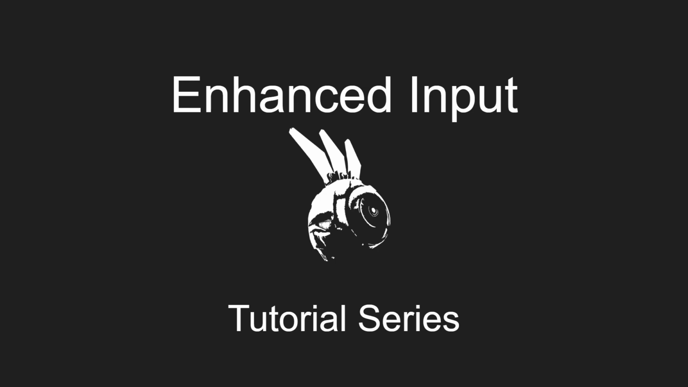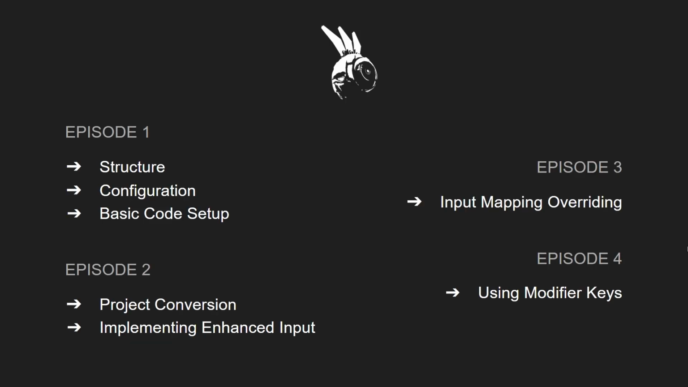This series will consist of 4 episodes, all available on my Patreon now, or they'll be released later to the public. Episode 1 examines the basics, how Enhanced Input works, what makes it up, and how to get it going. Episode 2 will go through converting a project to Enhanced Input and implementing different types of inputs. Episode 3 will demonstrate how to use multiple contexts to override inputs for different scenarios. Episode 4 will demonstrate a method of implementing key modifiers such as Shift, Control, and Alt.